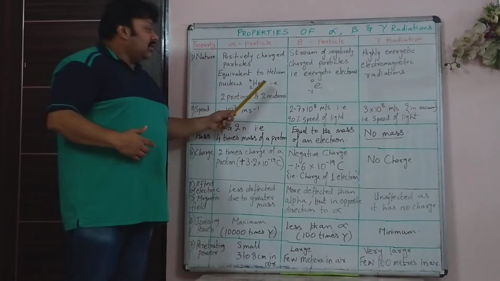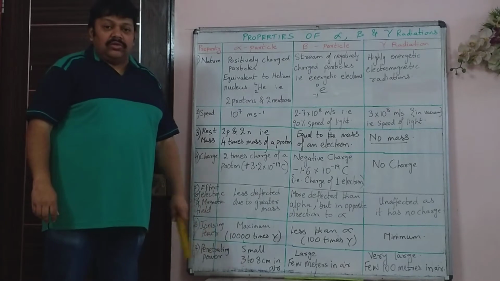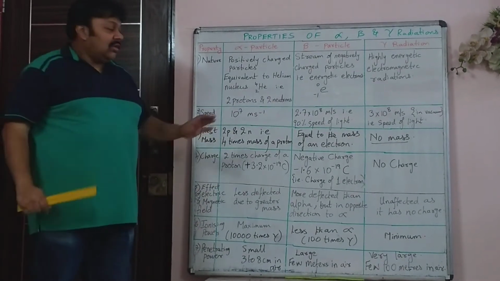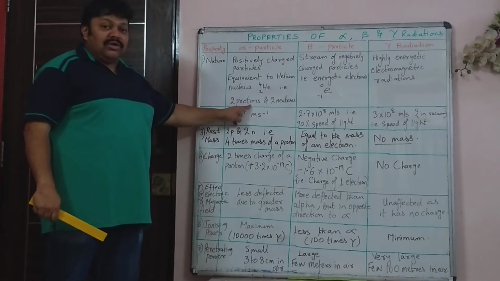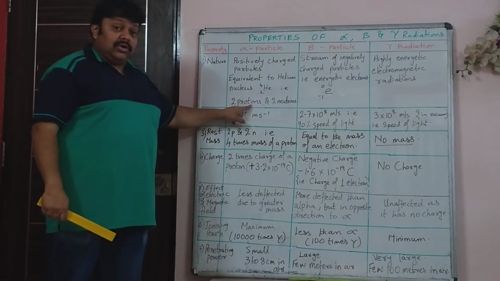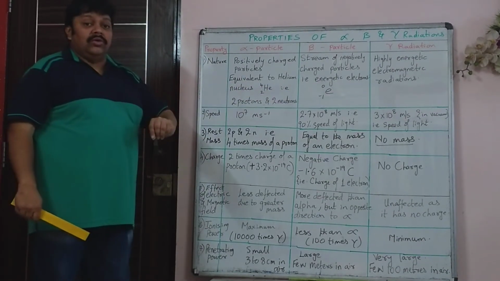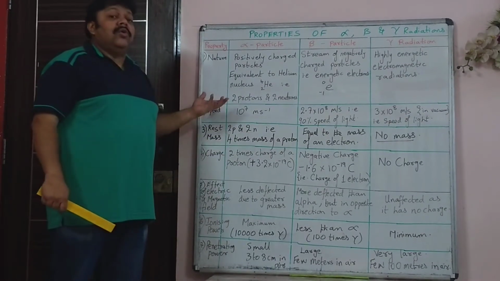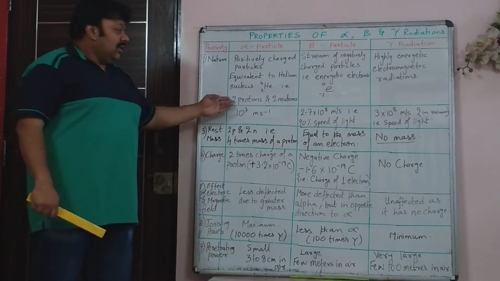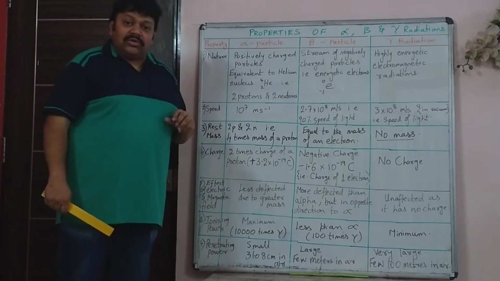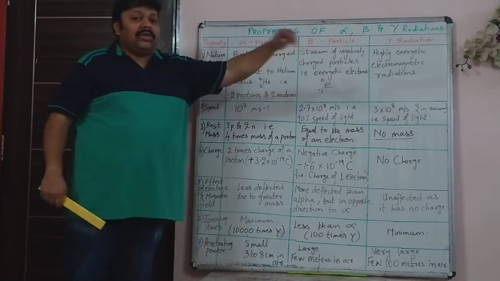So alpha particle is equivalent to the helium nucleus, which has 2 protons and 2 neutrons. So you should immediately think that this thing has got 2 protons, 2 neutrons, so it will have 2 positive charge, that means the charge of 2 protons. Its mass will be equivalent to the mass of 2 protons and 2 neutrons, or you can say 4 protons, because protons and neutrons have almost the same mass. So it can be said that it is the mass of 4 protons or 4 neutrons. So this is relatively heavy as compared to the other two.